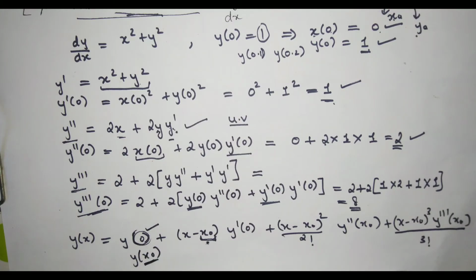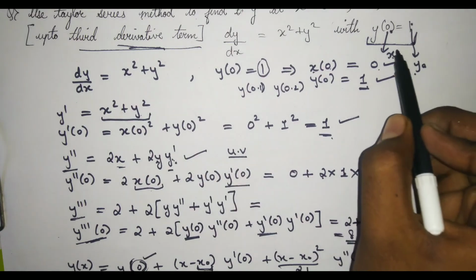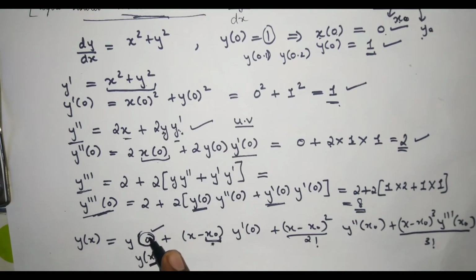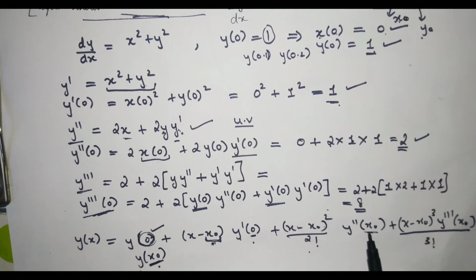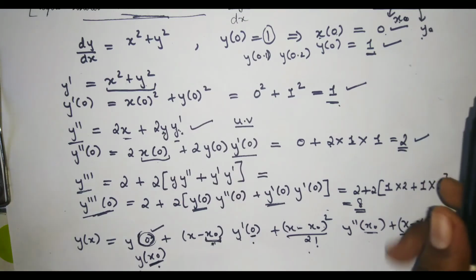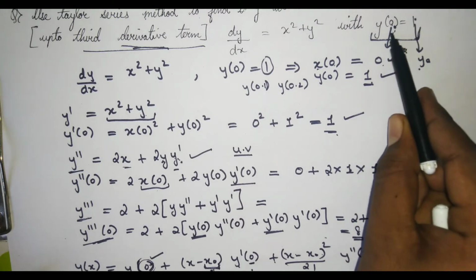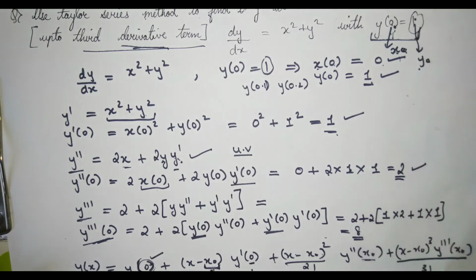So if suppose in the question they say x naught is given as 1, then you have to replace this with 1, this with 1, here also 1, and again here 1. So it's better to write it in this form itself: y of x naught plus (x minus x naught) into y dash of x naught plus (x minus x naught) the whole square by 2 factorial, then y double dash of x naught, plus like that. So x naught means x of 0 is 0 in this question, and y of 0 is 1, that is y naught.